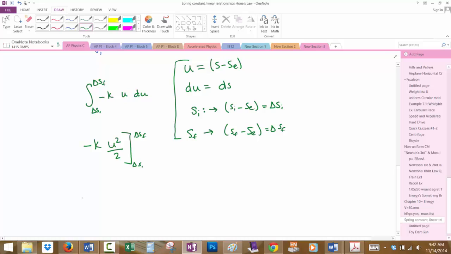At the top, how much gravitational potential energy does it have? What'd you say? Minus negative K delta S squared. 4 bars. Okay. 100 is a lot.